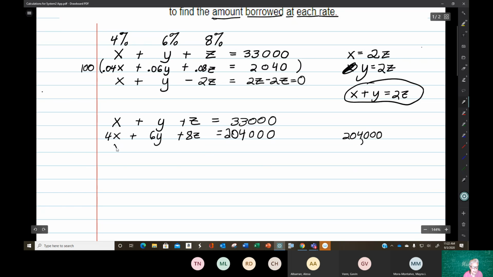Meanwhile, I'll have x plus y minus 2z equals 0. And there we go. So let me solve.